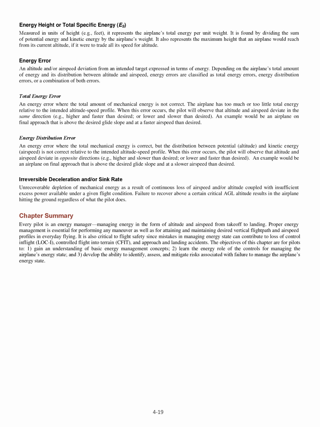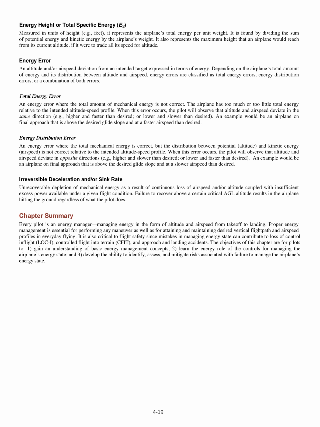Energy height or total specific energy, Es, measured in units of height, for example, feet. It represents the airplane's total energy per unit weight. It is found by dividing the sum of potential energy and kinetic energy by the airplane's weight. It also represents the maximum height that an airplane would reach from its current altitude, if it were to trade all its speed for altitude.